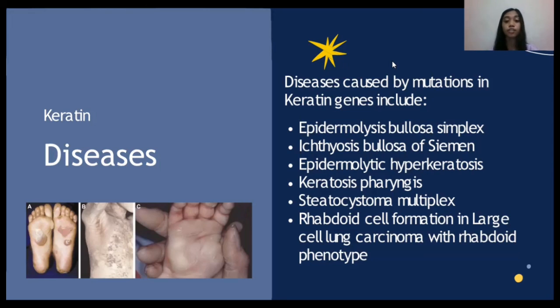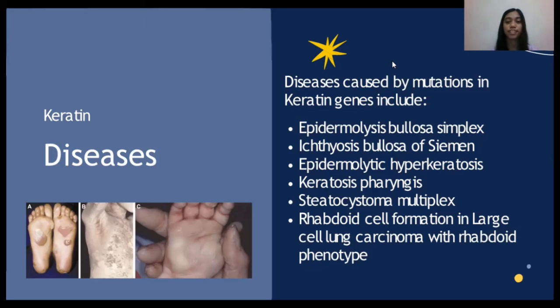Next is keratosis pharyngis. It is a medical condition where keratin grows on the surface of the pharynx, that is the part of the throat at the back of the mouth. Keratin is a protein that normally occurs as the main component of hair and nails.